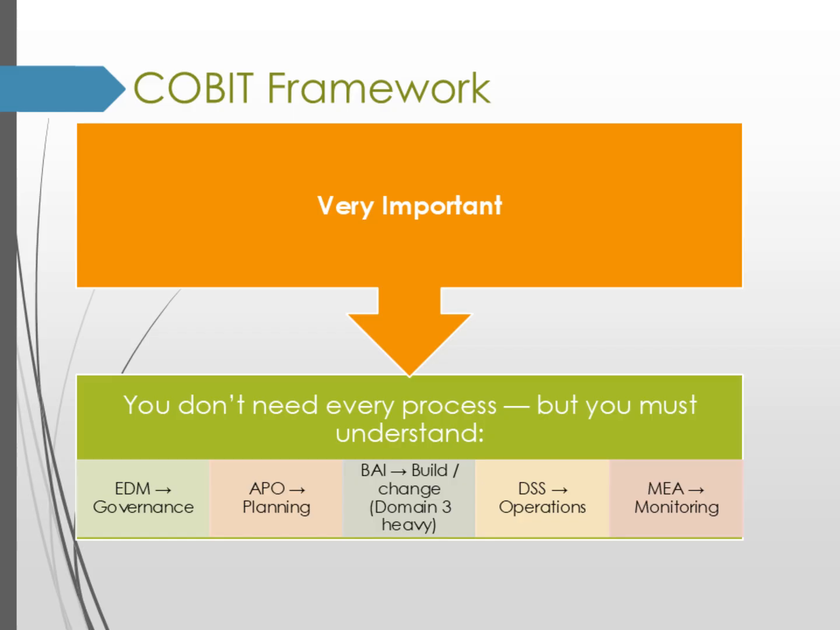From there, you get into build and change, which is BAI, and this links heavily to Domain 3. Then operations. Through DSS, deliver, service, and support. And finally, monitoring. Through MEA, monitor, evaluate, and assess. If you understand this flow, you'll be able to interpret many of the questions correctly. Because COBIT is not just theory. It's the lens through which governance and control are assessed.